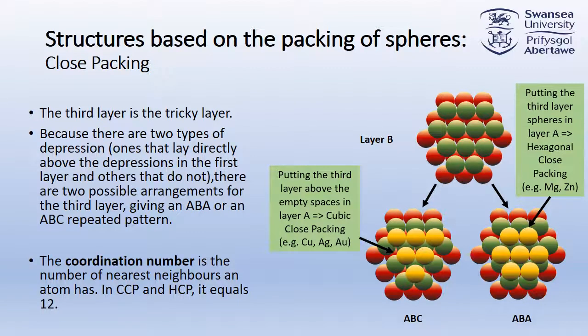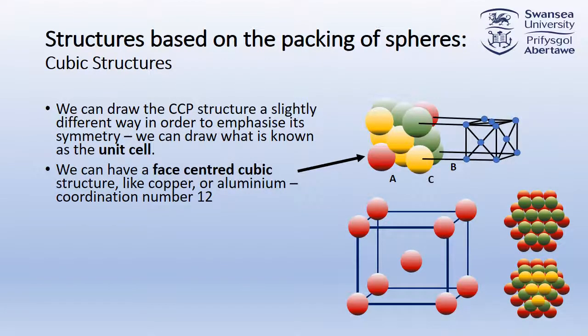So the coordination number is the number of the nearest neighbours, we've already said, and in both cubic close packing and hexagonal close packing, we have a coordination number of 12. Okay, we can draw our cubic close packing structure in a slightly different way. We can upturn it slightly, as you can see over here, and we can emphasize its symmetry by drawing what's known as the unit cell. So this here is that repeatable unit that we see in our crystal structures.